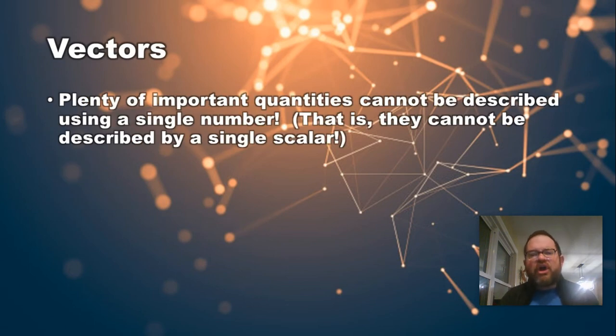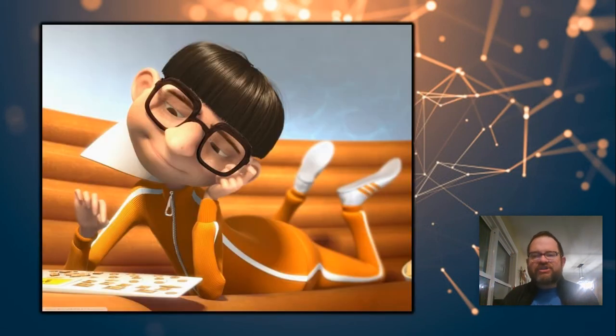And 99.9% of what you've done so far in math has been working with scalars. But vectors are for important quantities that can't be described by just a single number, in other words, by a single scalar. The classic examples are things like motion, where the velocity of an object has both a speed and a direction. And you knew I'd have to throw in the bad guy from Despicable Me, Vector. If you never saw that movie, this bad guy's name is Vector because he has both magnitude and direction.